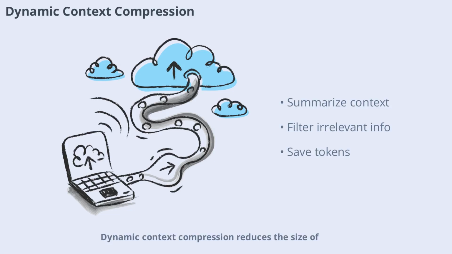Dynamic context compression reduces the size of retrieved documents before passing them to the prompt. Use summarization or filtering to keep only the most relevant information. This saves tokens and improves both speed and cost efficiency, especially in RAG pipelines.